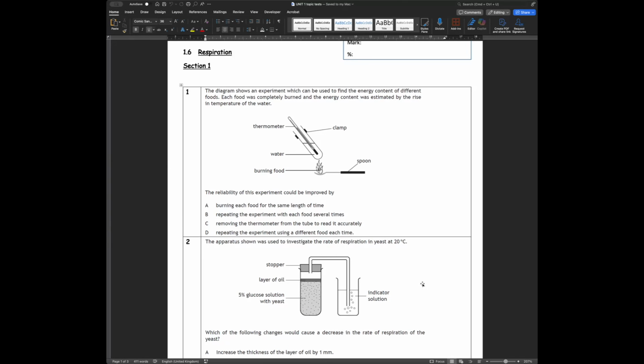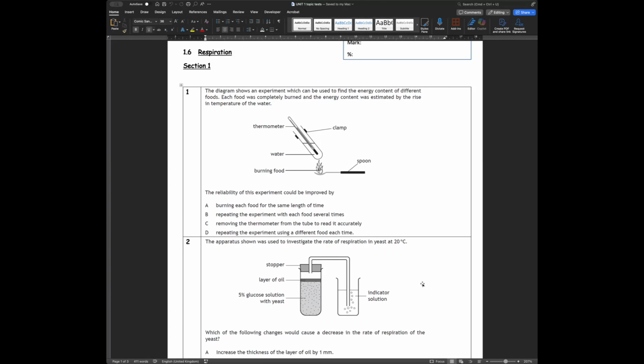Each food was completely burned and the energy content was estimated by the rise in temperature of the water. Okay, so the reliability of this experiment could be improved by... Now, I always teach my students RIRI, so reliability, repeat. If you remember RIRI, not Rihanna, but RIRI in the scientific context, it is reliability, repeat. So we're ideally looking for the word repeat or something which suggests that this experiment has been repeated.